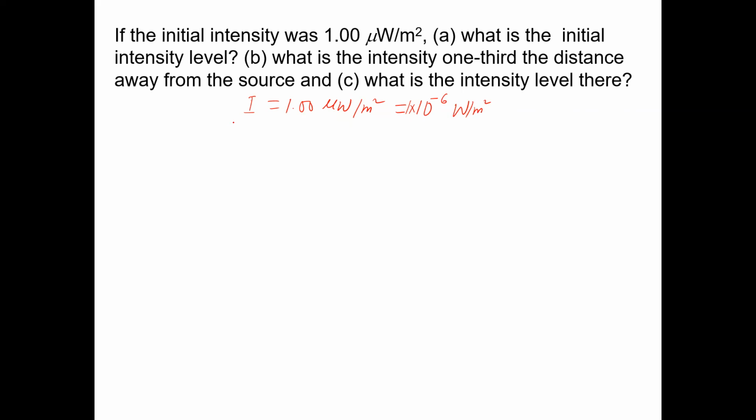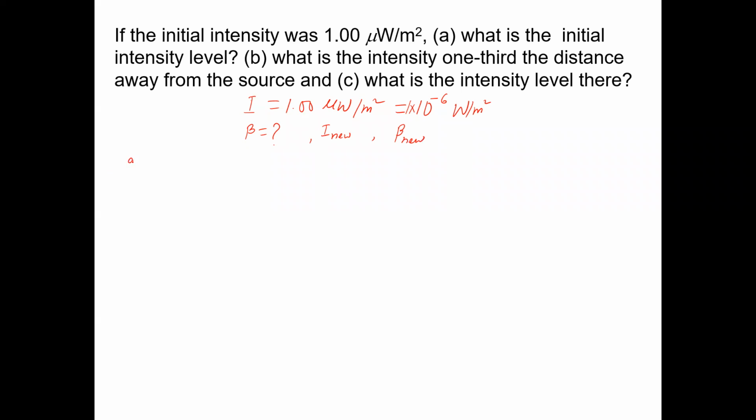Now what do you have to calculate? In A, we have to calculate the intensity level, that is beta, the Greek letter, in decibel. And what is the new intensity, I new, when the distance is decreased to 1/3. And third, we have to calculate the intensity level at the new point, that is beta new.